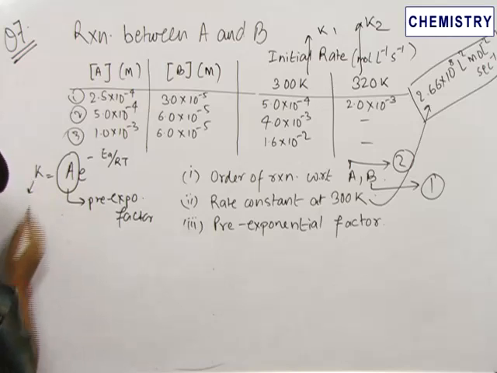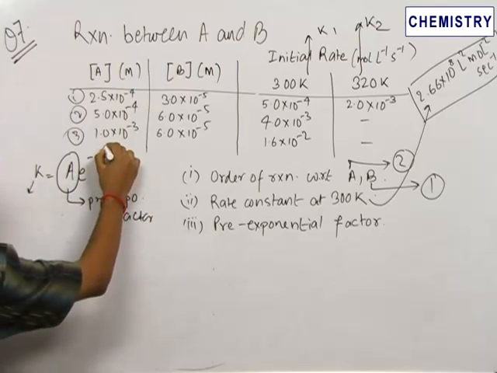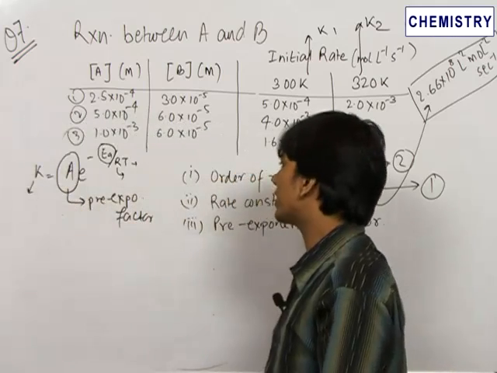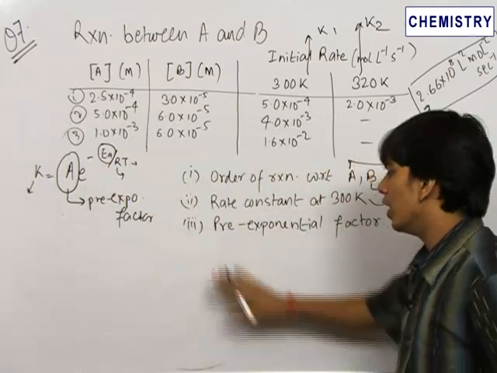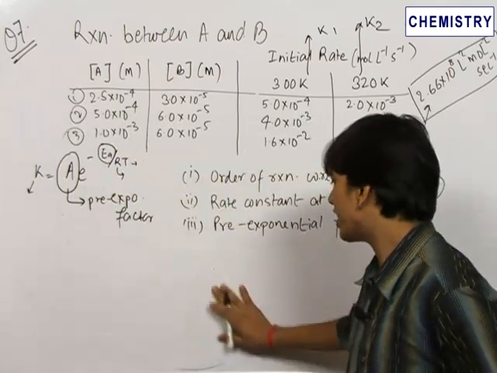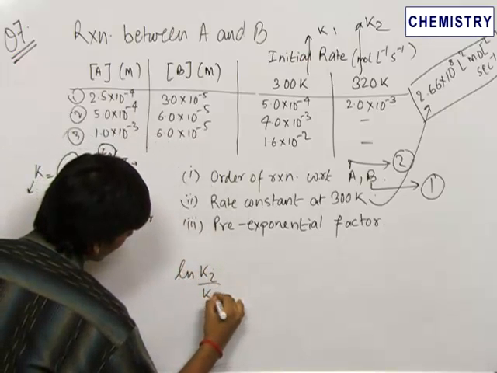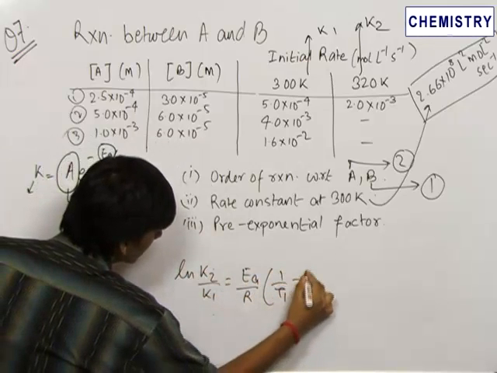We already know the value of K at 300 Kelvin. We know the temperature, we know R. What we now need to find out is the activation energy. If we know the activation energy, we know the pre-exponential factor. Now our aim is to solve for the activation energy. Now, we know a formula for activation energy, which is ln K2 upon K1 is equal to EA upon R into 1 upon T1 minus 1 upon T2.